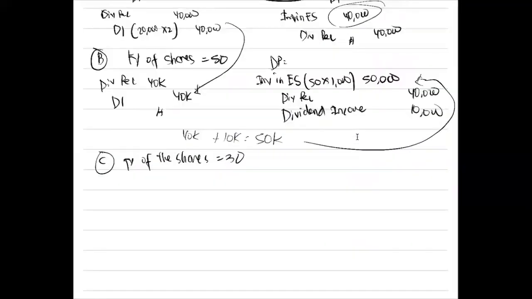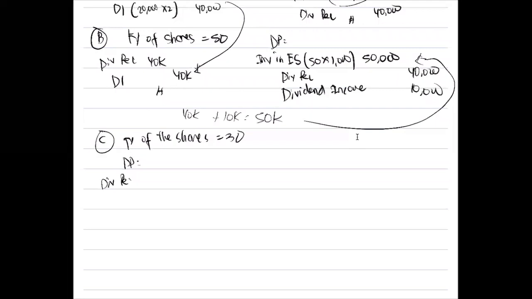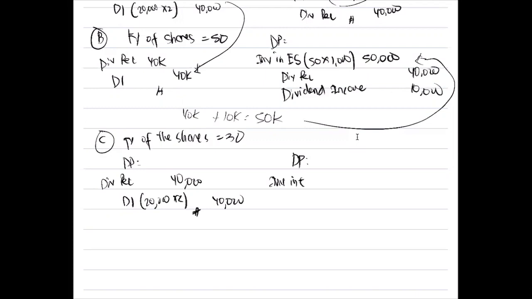So at the date of declaration, we will record again dividend receivable, credit dividend income. That is 20,000 times 2, the amount of cash to be received, 40,000. And on the date of payment, we will record an investment in equity securities equal to the fair value. So 30 times 1,000, 30,000. We remove the dividend receivable amounting to 40,000.